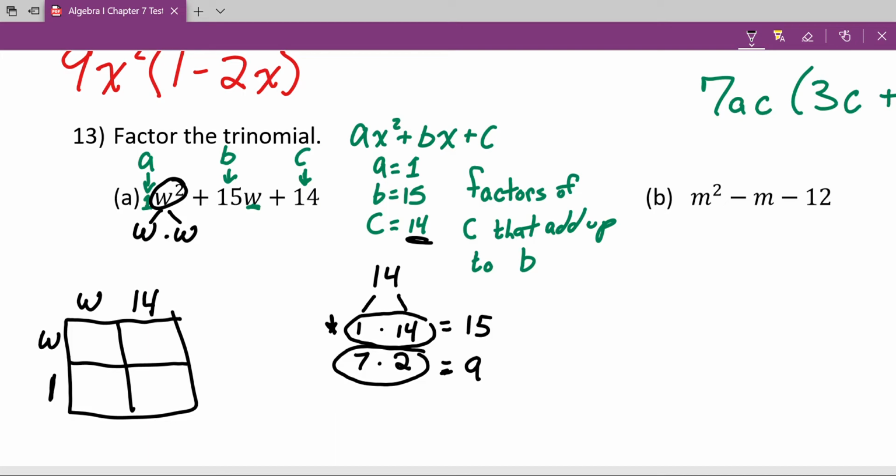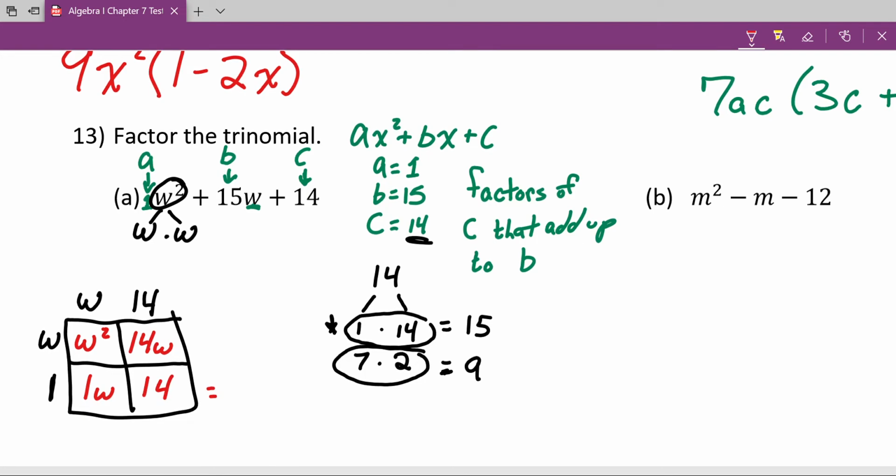Now, why did I put this in a box? Well, the reason I put this in a box is so I can check my work, and checking your work is super duper important. So now that I've gotten w and 1 on the left, w and 14 on the top, I'm going to multiply this all together to get my original trinomial, w squared plus 15w plus 14. So w times w is w squared. 14 times w is 14w. 1 times w is just 1w. And 1 times 14 is simply 14.